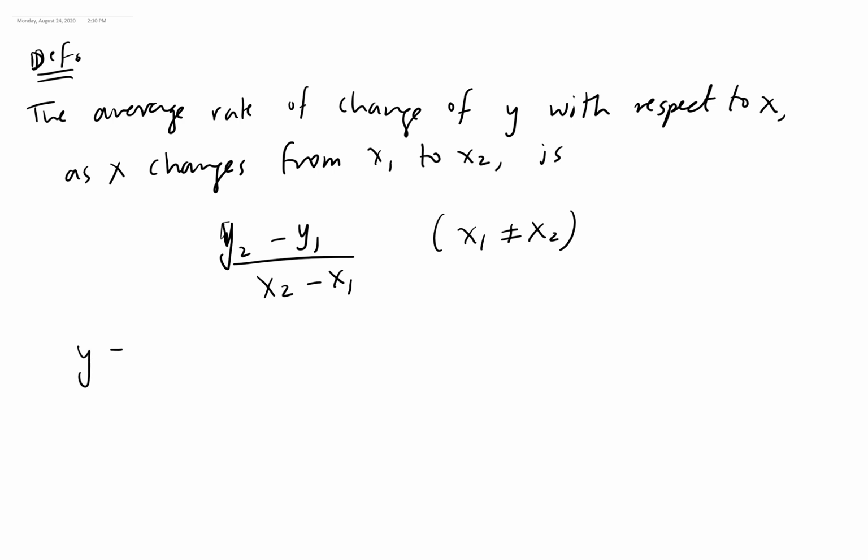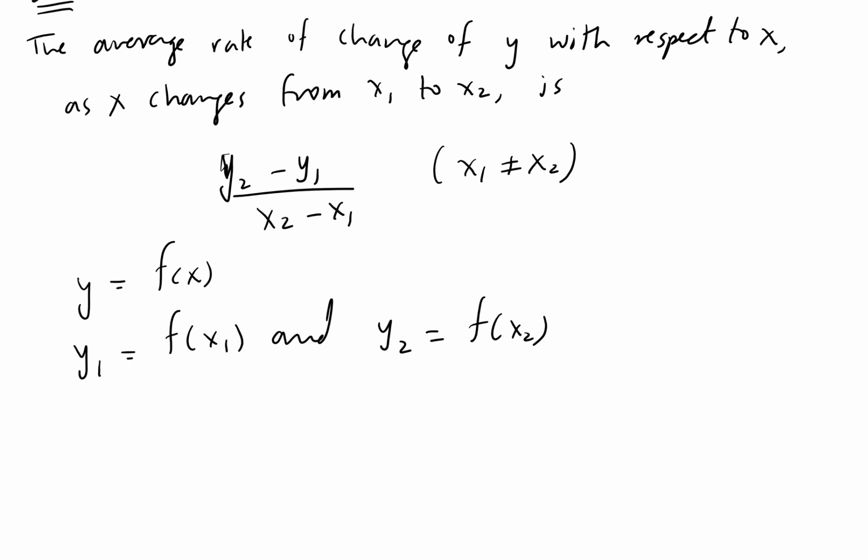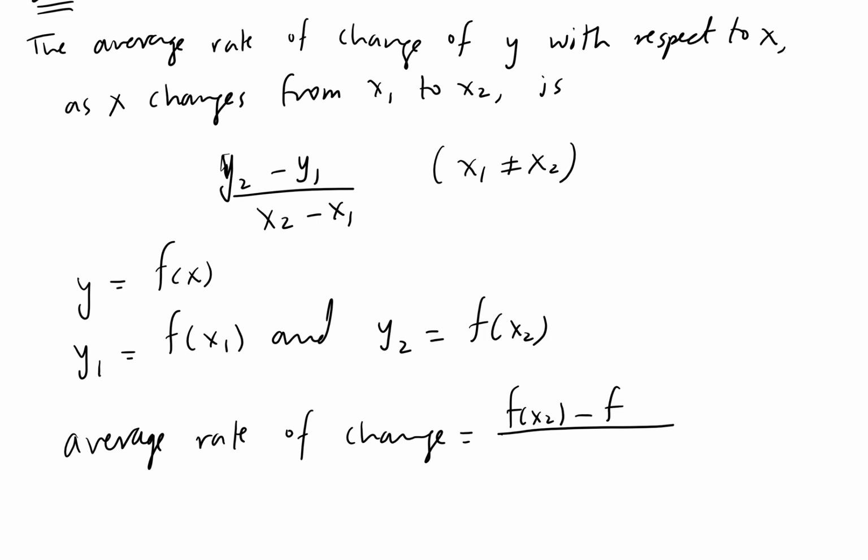So if we have a function y equal f of x, y1 would be f of x1, y2 is f of x2. Then the average rate of change equals f of x2 minus f of x1 over x2 minus x1.